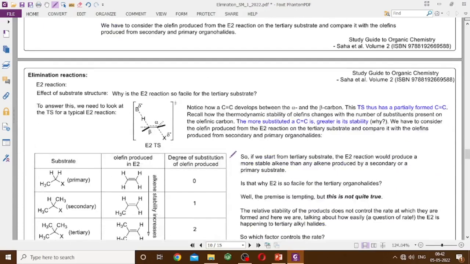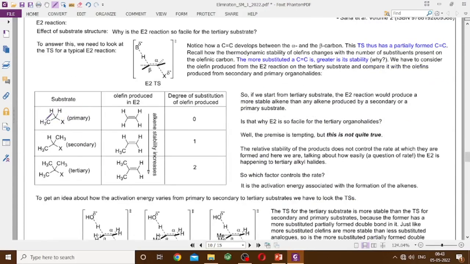Now let us consider the olefin that is being produced. If I take a primary halide like ethyl halide, then I get ethylene, which is not substituted at all, so the degree of substitution is 0. If I take isopropyl halide, then we get propene, which is a monosubstituted alkene. If I take tertiary butyl halide, I will get a disubstituted olefin. The degree of substitution is 2. So as we move from primary to secondary to tertiary, the product alkene becomes thermodynamically more stable. Is that why the E2 reaction is more favorable for tertiary compared to secondary or primary substrates?